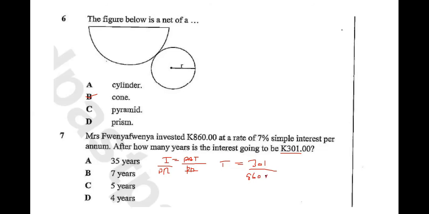So this is multiplied by the rate. Every percentage is expressed as over 100, so that one will be 7 over 100. When you multiply those, let's do this: 3, 0, 1, then you multiply. You can cancel the 0 here and the 0 here, so you remain with 7 over 10. Then this and that will give us 0.7.